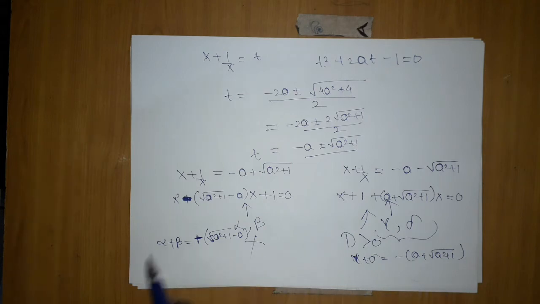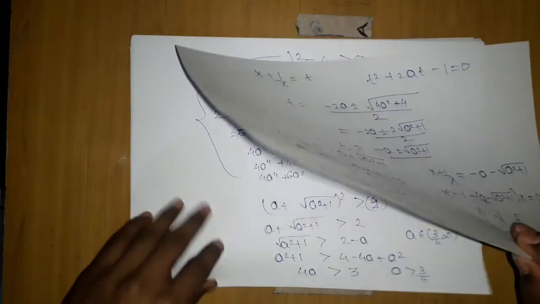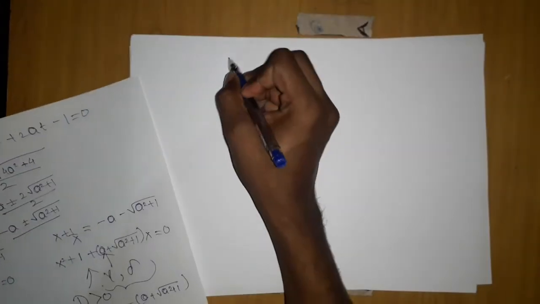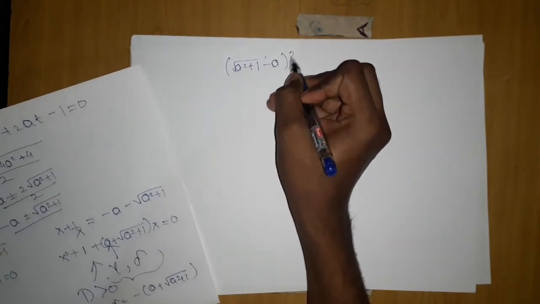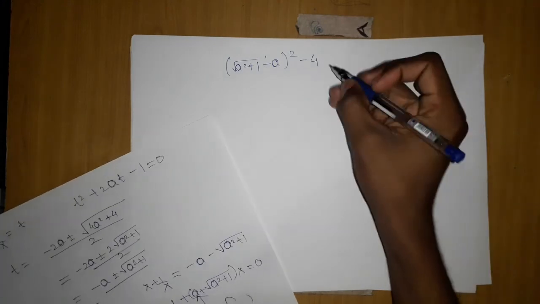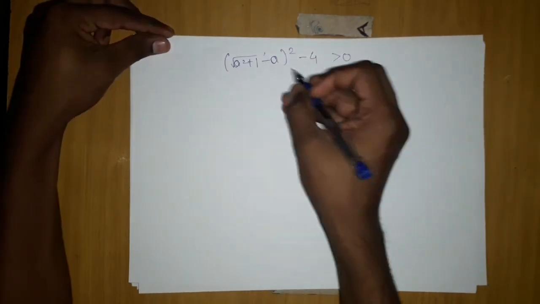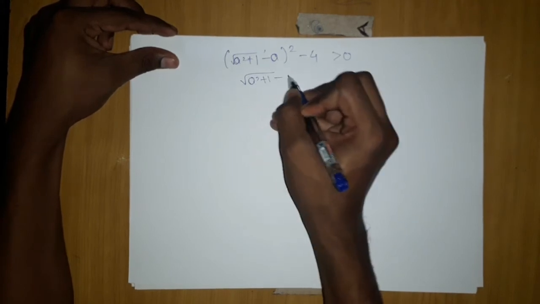So from here we can say that it can be positive, while this will be negative. So for this the sum of the roots is positive. Let me solve it again. So what we have is this equation, under root a square plus 1 minus a, the whole square minus 4. b square minus 4a should be greater than 0.